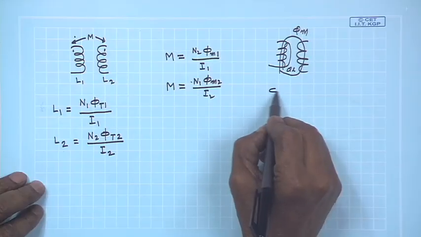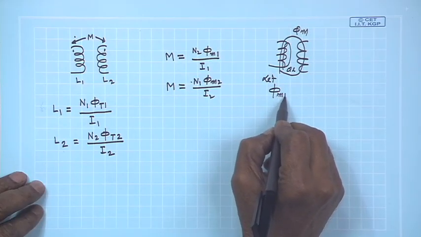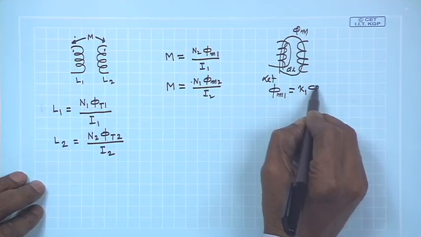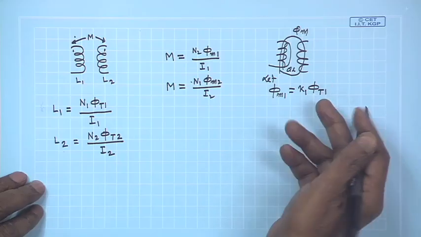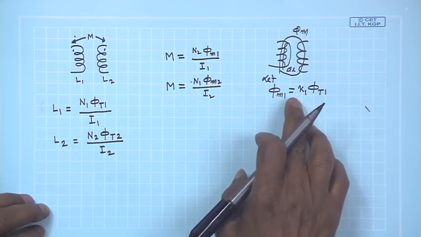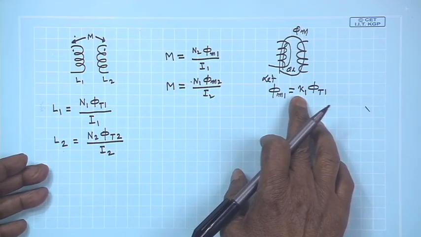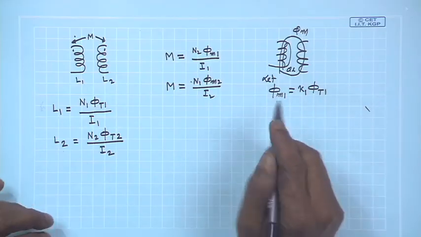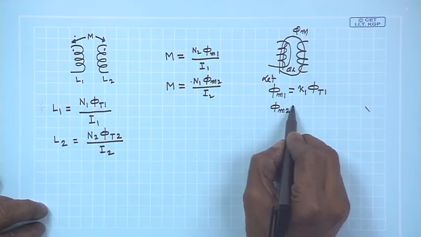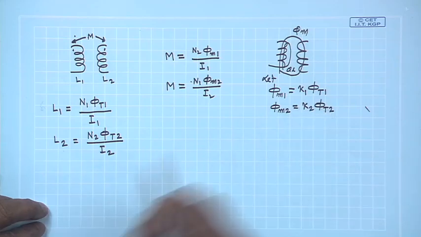can be expressed, suppose let phi M1 is K1 into phi T1. Out of the total flux, what percentage is your mutual flux? For a transformer, it could be 98%, 97% of the total flux; leakage flux is little. So, K1 represents that. Similarly, phi M2 is K2 into phi T2.